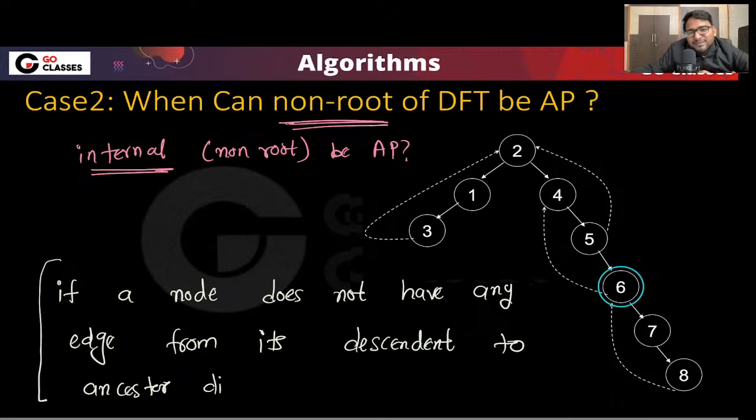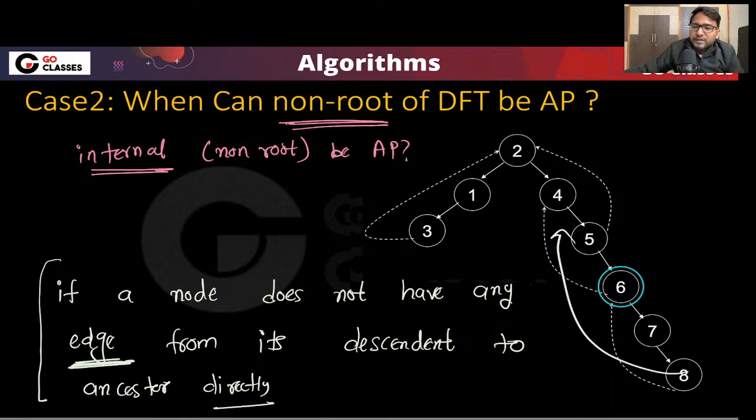I mean, edge means direct only. Okay, there is no indirect edge or something. I mean, the path anyway. So if there is no direct edge, then it seems like that can be an articulation point. But there is one small catch here. This is a little bit wrong. Okay, let me just tell you why.